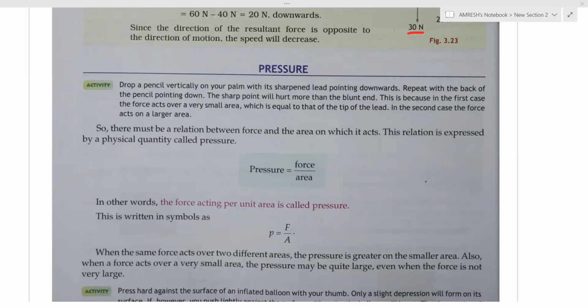Today we are going to start the second part of your chapter Force and Pressure, that is pressure. In the previous video, we have learnt about force, the properties of force, types of force and resultant forces. I hope you have understood very well about the resultant forces. That is a very important part of your chapter.